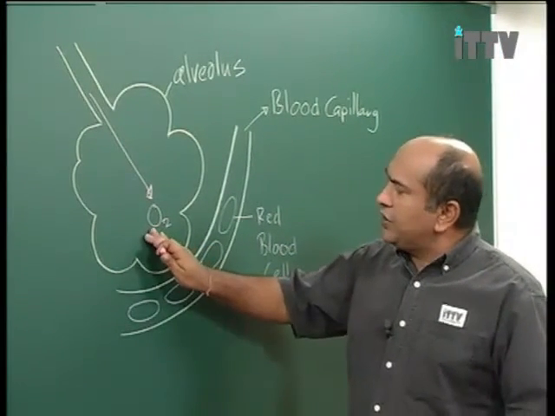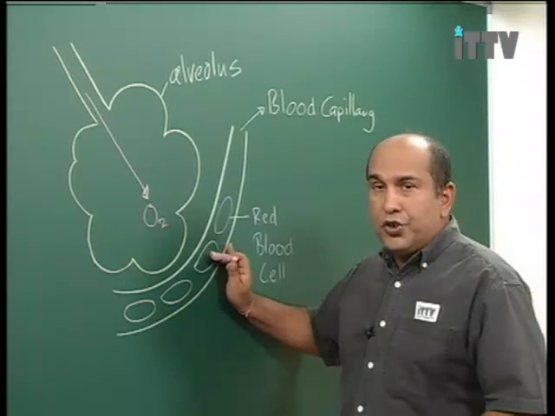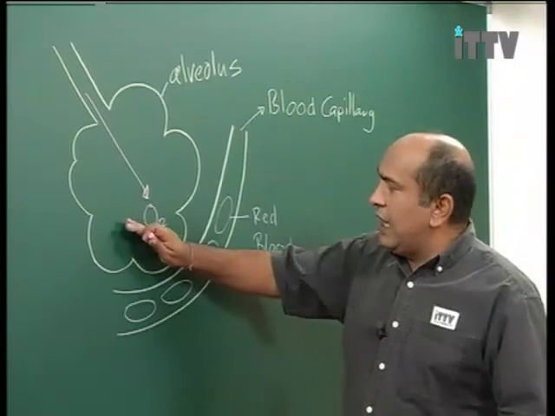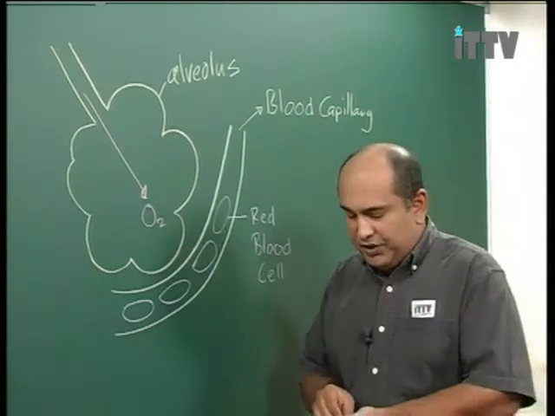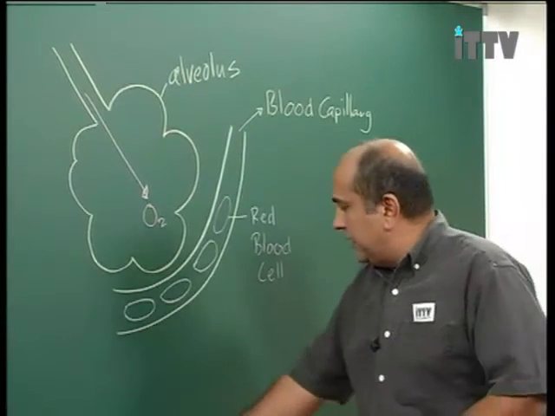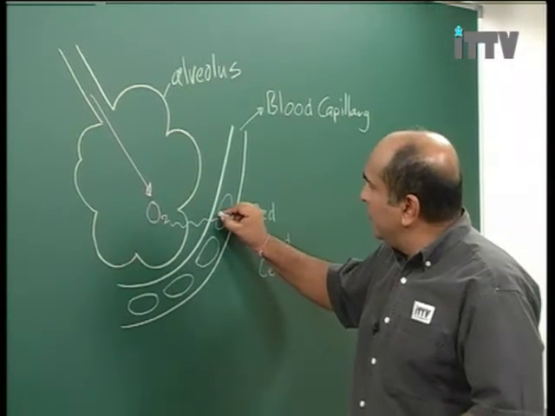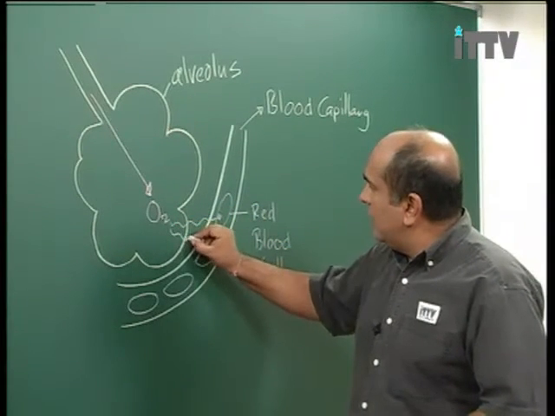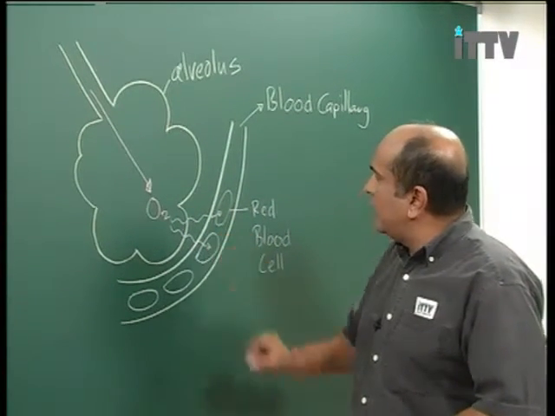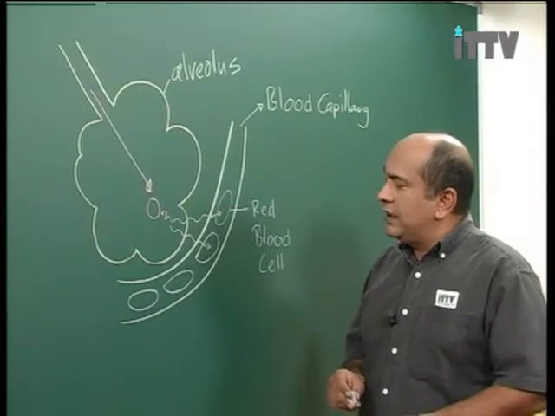Now there's a lot of oxygen here. There is almost no oxygen here. So this is high concentration and low concentration. So what happens here is the oxygen diffuses in here and combines with the red blood cells.